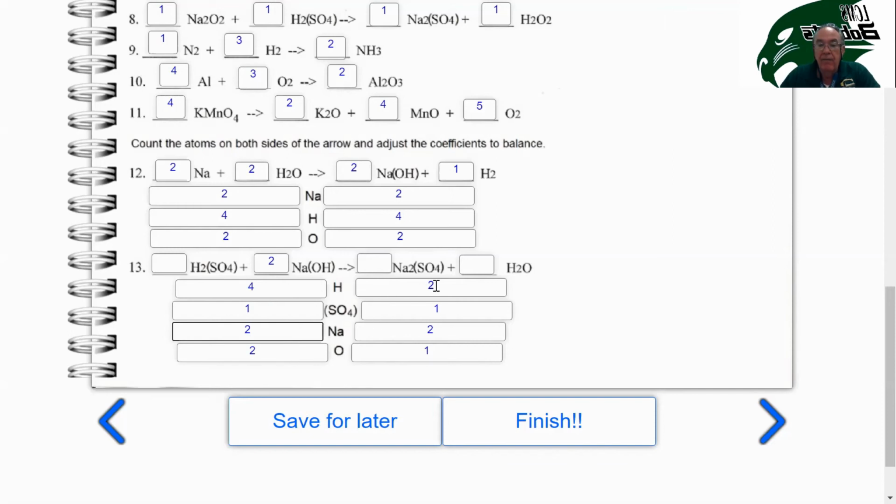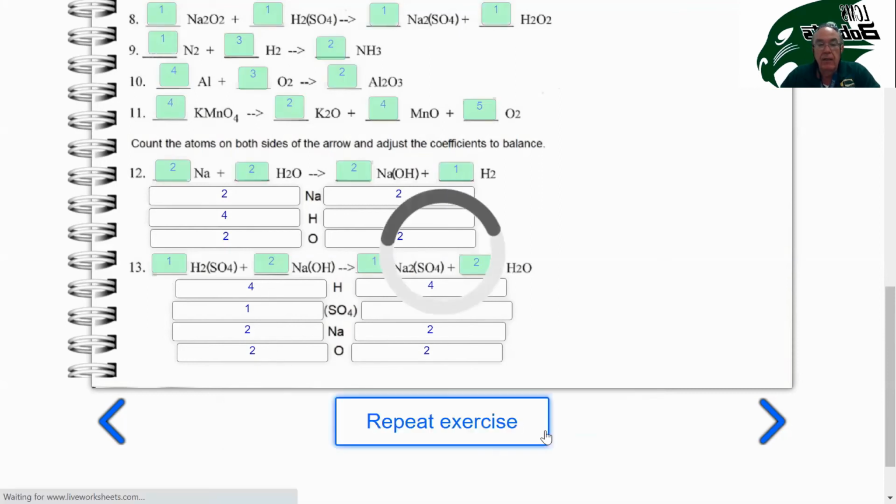Now I see that I have 2 hydrogens and 1 oxygen, and I should have 4 and 2, so half as much over here is what I need. So if I put a 2 coefficient in front of the waters, I have 4 hydrogens and 2 oxygens, and it looks like I'm balanced. So 1 coefficient for each of these. We'll finish, and it looks like I got this right.